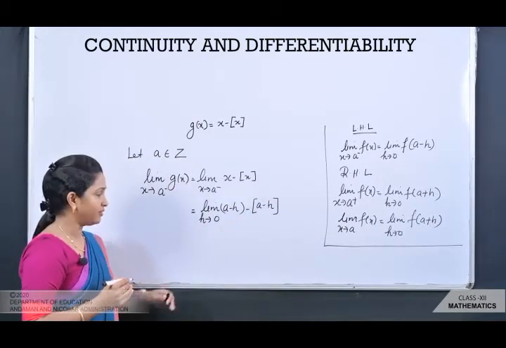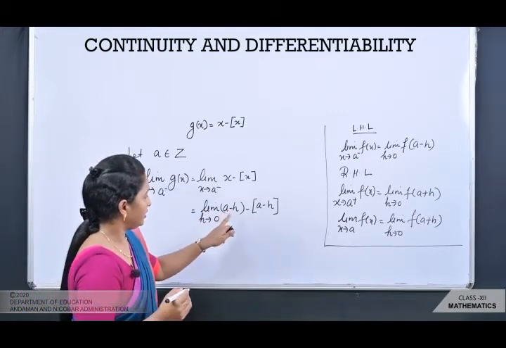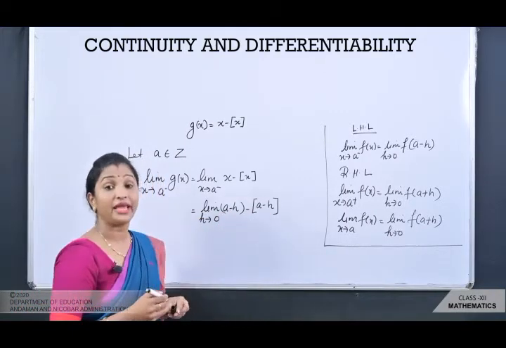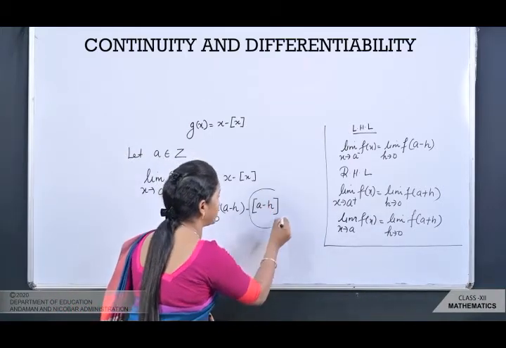Okay, understood? I have applied the h method here. Now here you see, what will be the answer of the greatest integer of a minus h? There is a question mark. How will you find this out?